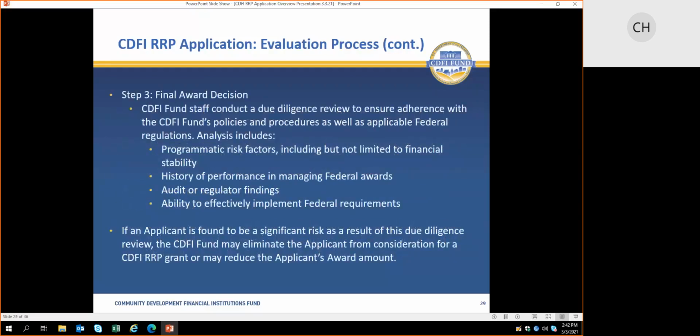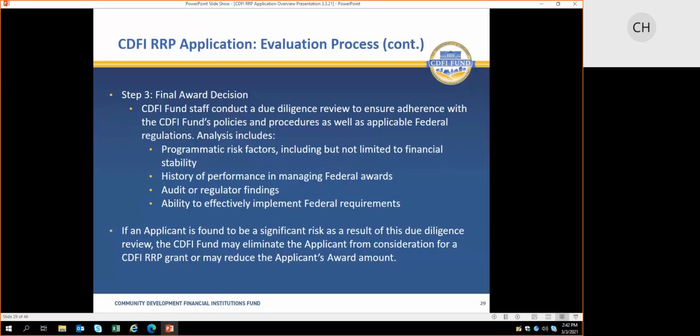Step 3 is our final award decision. In this step, the CDFI Fund staff will conduct a due diligence review to ensure adherence with the CDFI Fund's policies and procedures, as well as applicable federal regulations. Some of the items we will analyze include programmatic risk factors, including but not limited to financial stability, the history of performance in managing federal awards, any audit or regulator findings, and the ability to effectively implement federal requirements.